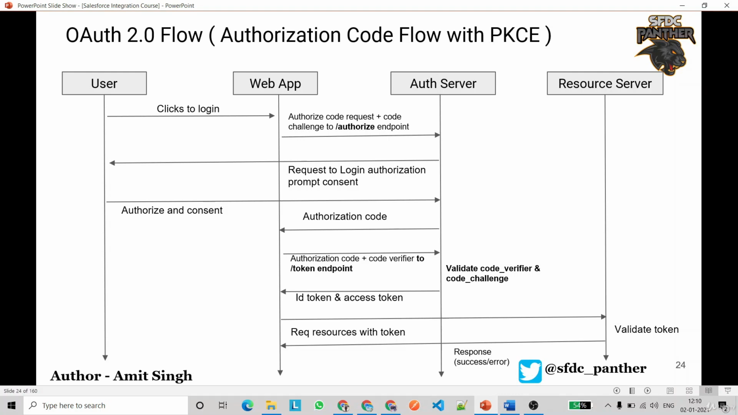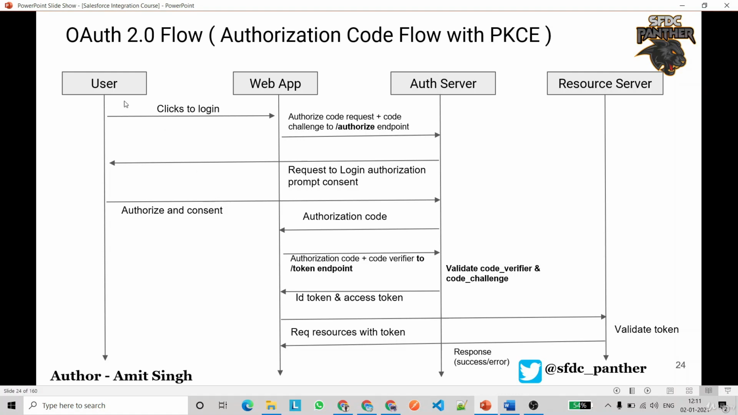So there are two additional parameters that we need to send. One parameter is the code challenge, which will be sent on the first request call, which is authorize. And then we need to send a code verifier in our second request call, which is the access token request. So here is the complete flow which I have built.